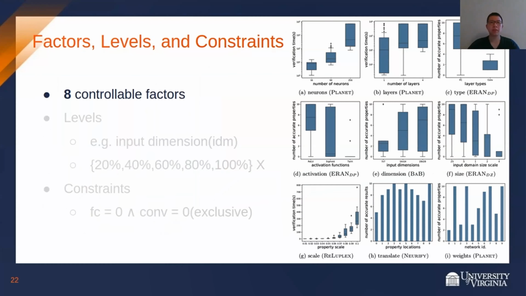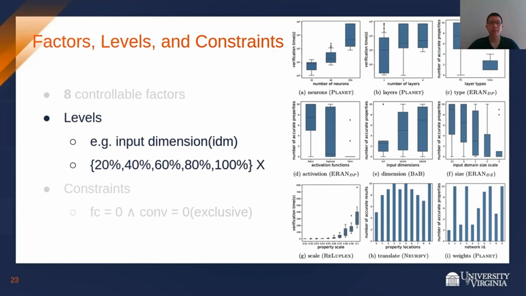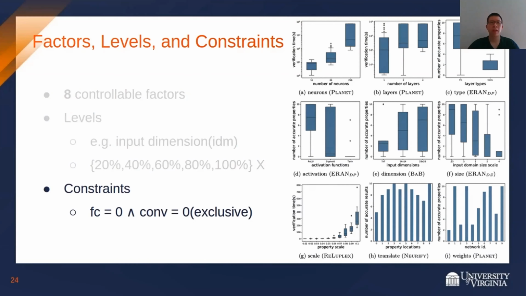We found an incomplete set of 9 factors as a starting point, in which 8 of them can be easily controlled. A level for a factor simply means its choices of values. For example, for the input dimension factor, one possible 5-level setting is to have quintiles with respect to the original input dimension. And constraints define the restrictions of the level choices among different factors. For example, the number of fully connected layers and convolutional layers cannot be 0 at the same time, as it will result in an empty network.